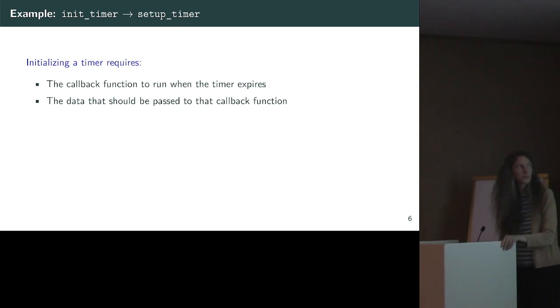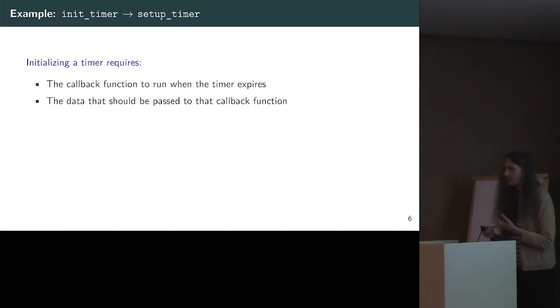So the first one is the transformation from init timer to setup timer. In the Linux kernel, timers are very important. We need to initialize them. Initializing the timer, you create some data structure. You call some init timer function, but then you also need to provide some extra information. One of them is the function that should be invoked when the timer expires, and one of them is the data that should be passed to that function.